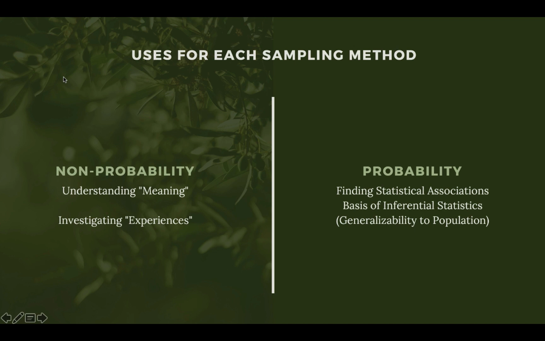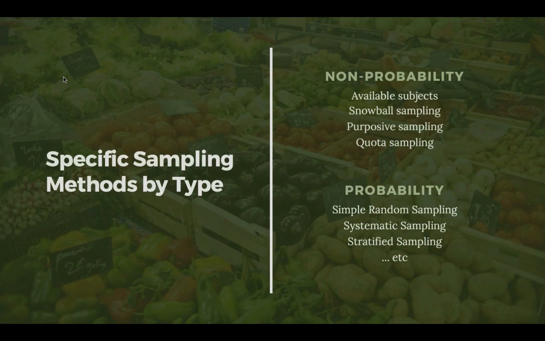Probability types of sampling techniques are really about finding statistical association between variables. Probability samples are the basis of inferential statistics. It means that because that sample looks so much like the population, we can infer that the relationships we see in the sample are going to be reflected in the population as well. There are specific methods of sampling by these types. Among the non-probability types, we see sampling available subjects, snowball sampling, purposive sampling, and quota sampling.